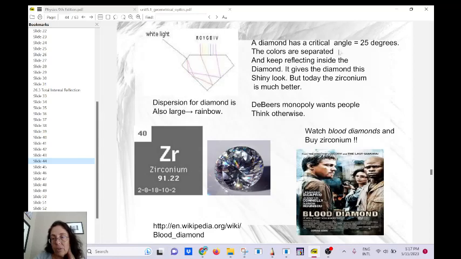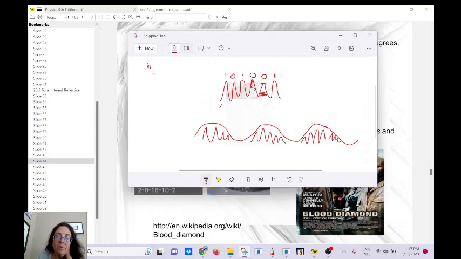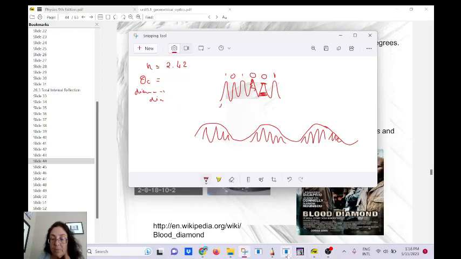Okay, so, interestingly, about diamonds. Diamond has a very high index of refraction, I think it's about 2.42. So if you want to find the critical angle for diamond to air, it's going to be a very small angle. Okay, you can do the math.